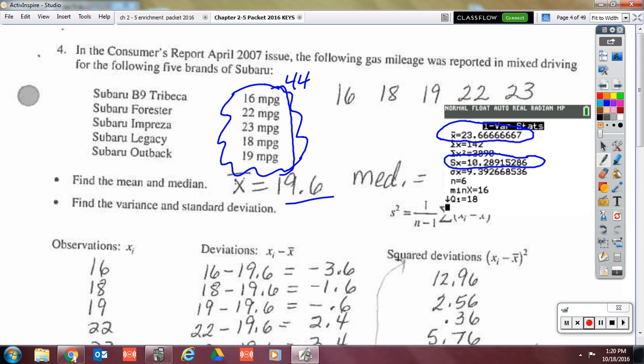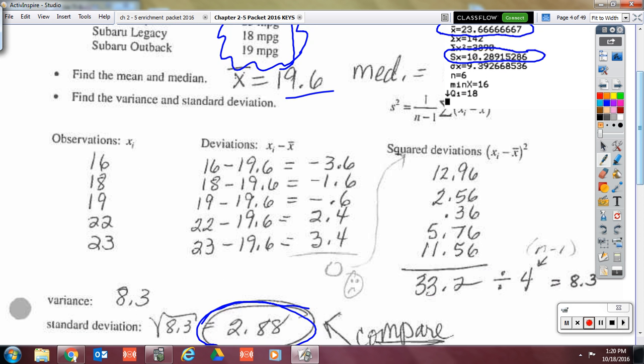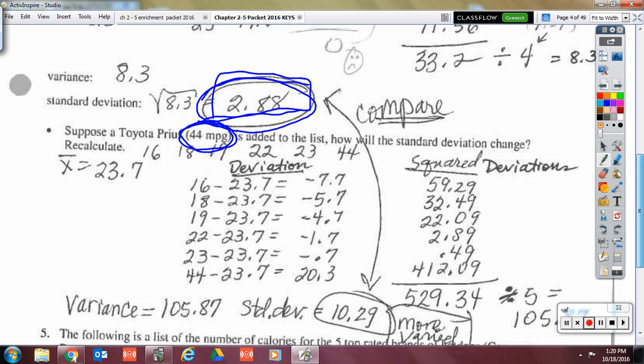Yesterday, do you recall what the standard deviation was that we found? 2.88. On average, they were 2.88, close to the average. Now, what did that one outlier do to the standard deviation? It's now 10.29. So what's the difference? It increased it. The outlier was way out there, and it made that average distance bigger.